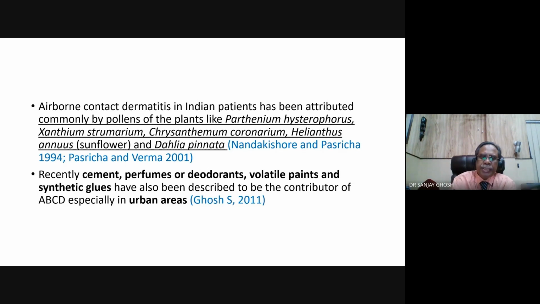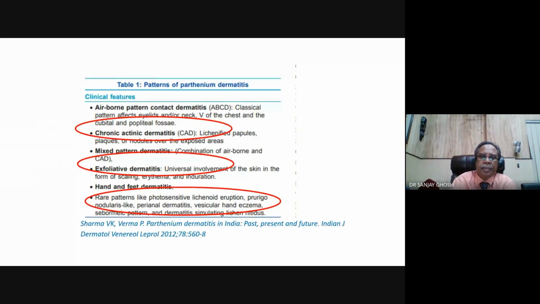And we did this study in an urban area, as there is now a scarcity of land and not much Parthenium, unlike open, semi-urban or village areas. So here we found cement, perfume, deodorants, volatile paint and synthetic glue to be more common causes in the urban area. Now, the pattern of Parthenium dermatitis: we think Parthenium dermatitis is always airborne, but not only that. Chronic actinic dermatitis is common with Parthenium.